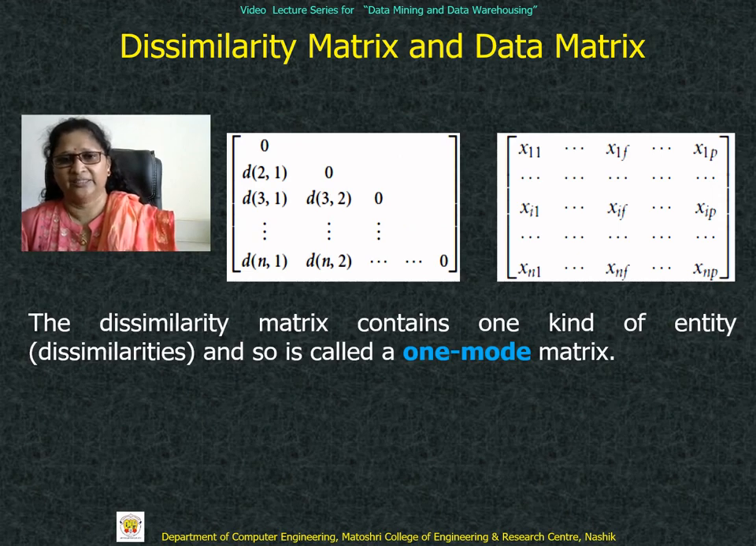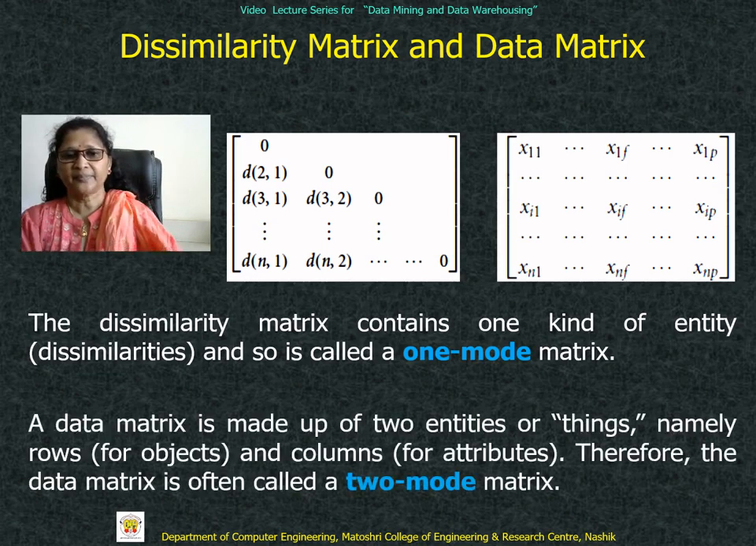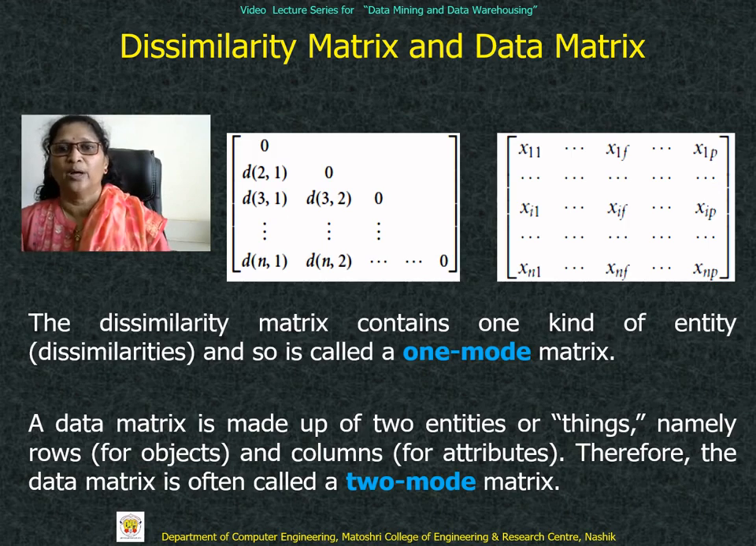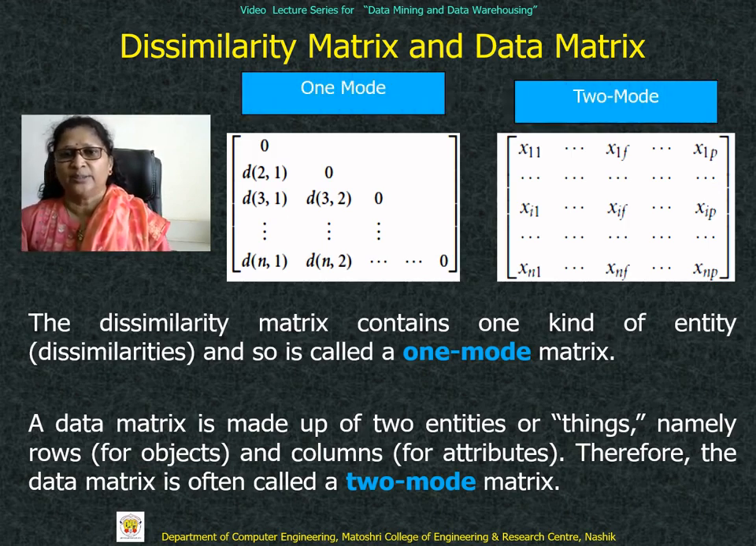Dissimilarity matrix and data matrix. If we look at these both together, then on the left hand side what we have is dissimilarity matrix, and on the right hand side what we have is a data matrix. Dissimilarity matrix contains one kind of entity, dissimilarities, and so it is also called a one-mode matrix. And data matrix is made up of two entities, that is rows and columns, objects at row and attributes at column, and data matrix is also called a two-mode matrix. This is to place both of them on the same slide so that you can understand similarities and differences between both.